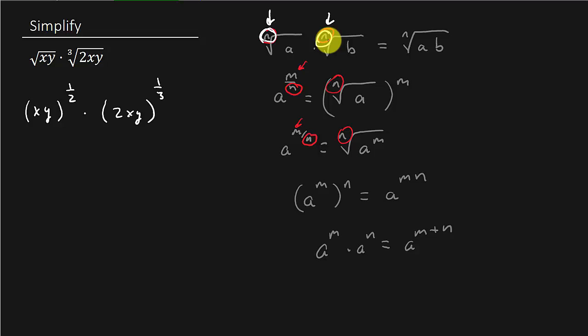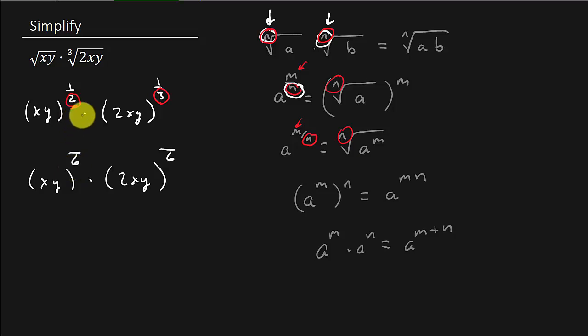The index, this part right here. So let me ask you this. What is the index? The index of the radical is the denominator of the fraction. It's this part right here. This 3 and this 2. Okay? So what I can do there is I can say xy times 2xy, and what I'm going to do is I'm going to get a common denominator of these two. The common denominator of 2 and 3 is 6.